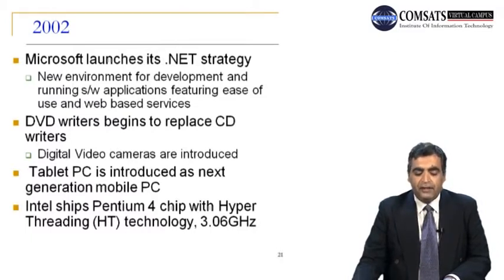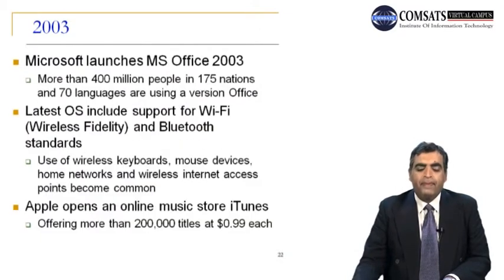In the same year, on the hardware side, Intel ships Pentium IV chip with hyper-threading technology, and the speed of Pentium IV was 3.06 GHz. In year 2003, Microsoft launches MS Office 2003. More than 400 million people in 175 nations and 70 languages are using a version of MS Office.